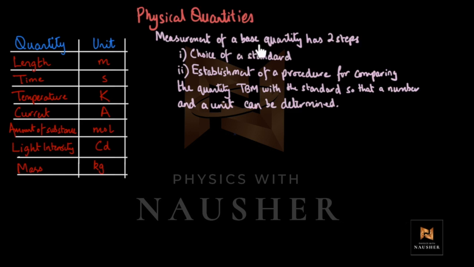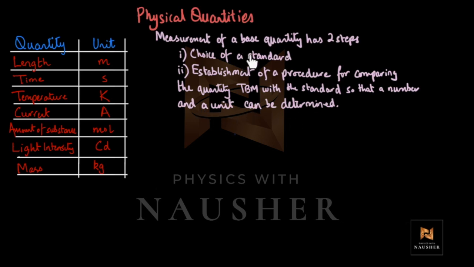So the measurement of a base quantity has two simple steps. One is a standard. So you have to set a standard, और उस standard के relative, इस तरह for example, if a person has a 70 kg mass, तो वो standard के relative है. And then establishment of a procedure for comparing the quantity to be measured with the standard. एक procedure बनाया जाए जिससे जो quantity आपको measure करनी है उसको standard से compare करने का एक procedure होना चाहिए, so that a number and a unit can be determined.